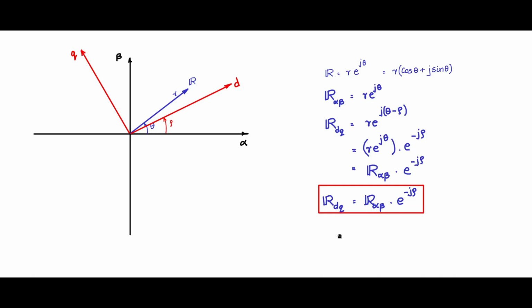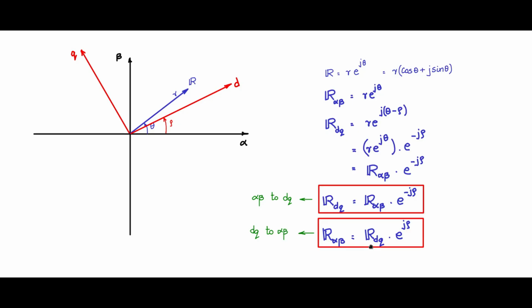This is one thing. Or I can say the representation of r in the alpha beta coordinate system is given by the representation in the dq coordinate system into a transformation factor e to the power of j rho. So here it is minus j rho, here it is j rho. So one is the forward transformation, another is the reverse transformation. The first one is alpha beta to dq transformation. The second one is dq to alpha beta transformation, the reverse transformation. So these are the two transformations that we will be using to go back and forth.